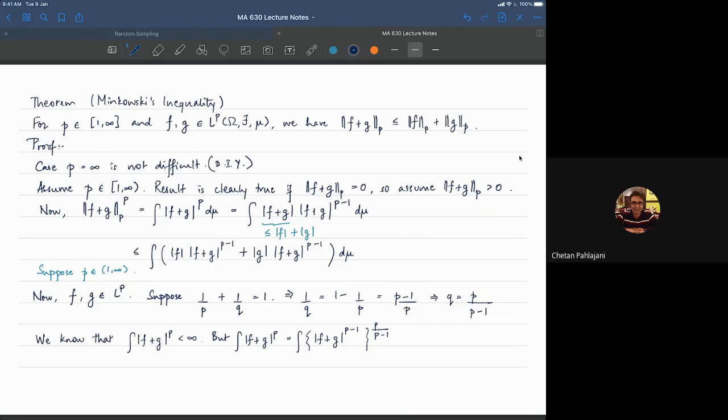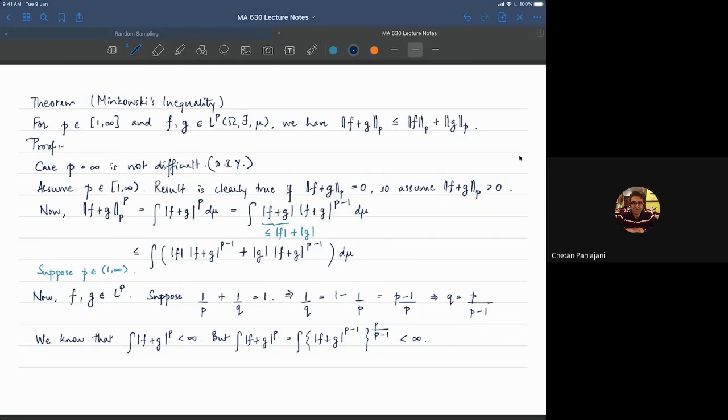All right. Okay, so now what do you have? You have that the integral of the absolute value of f plus g to the p is finite, but the integral of the absolute value of f plus g to the p is nothing but the integral of the absolute value of f plus g to the p minus 1, the whole thing to the p over p minus 1. Right? This is just laws of exponents, and this is finite.